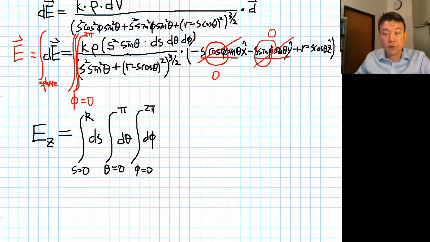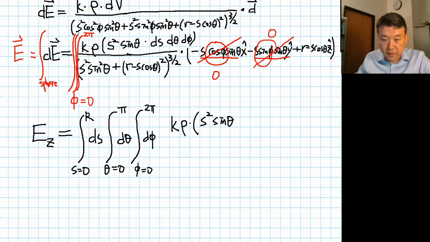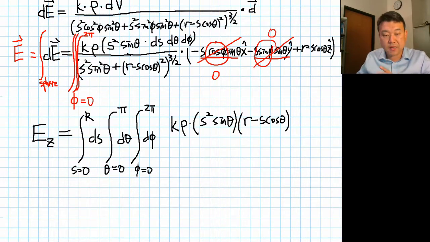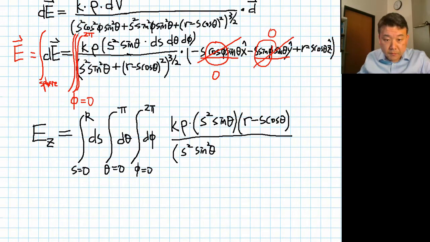All right, let's write down the whole integrand. It's going to be k rho times s squared sine theta, times R minus s cosine theta. I don't need to write z hat since I'm talking about the z component. Divided by s squared sine squared theta plus r minus s cosine theta squared, the whole thing raised to the power of 3/2.